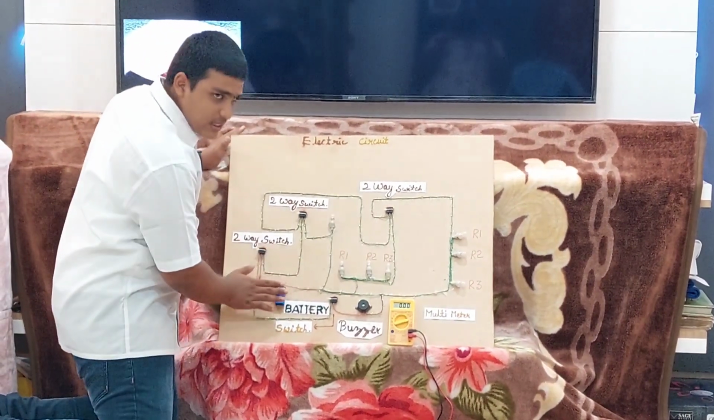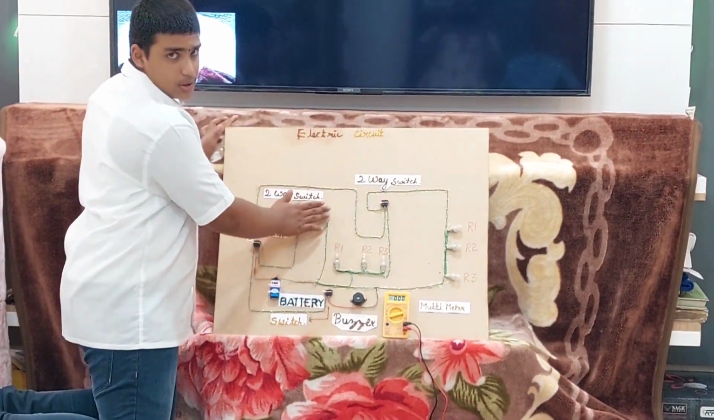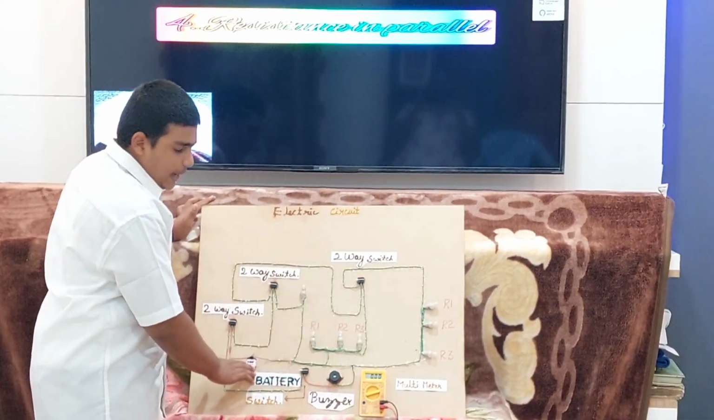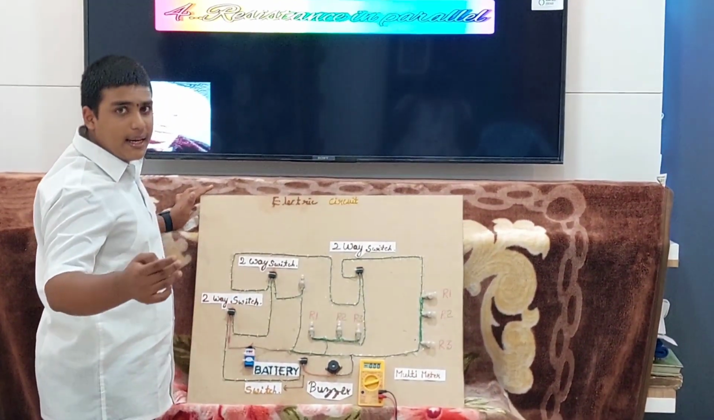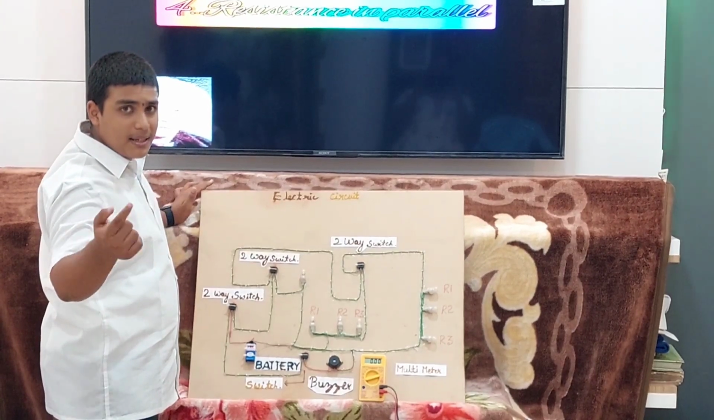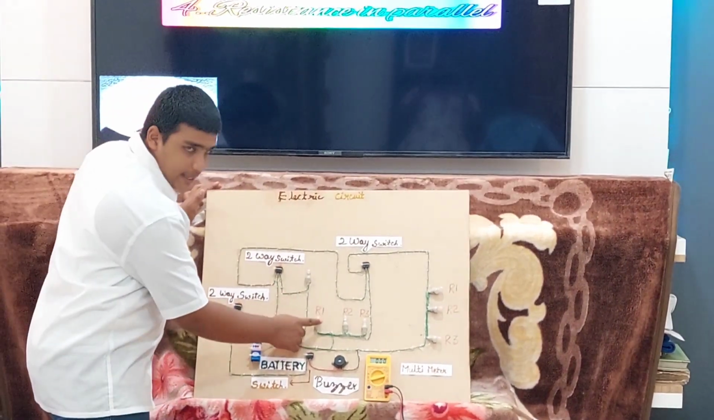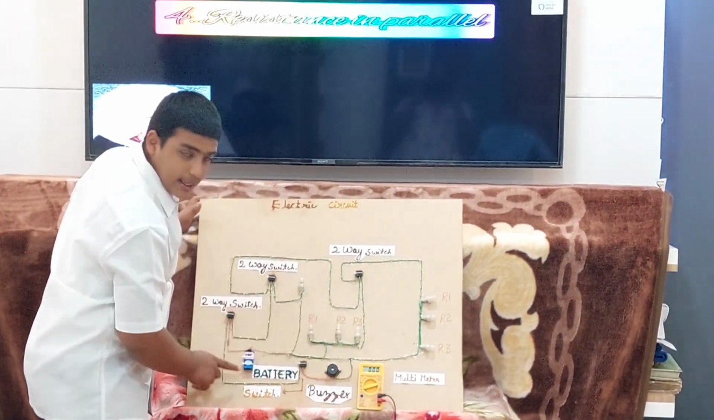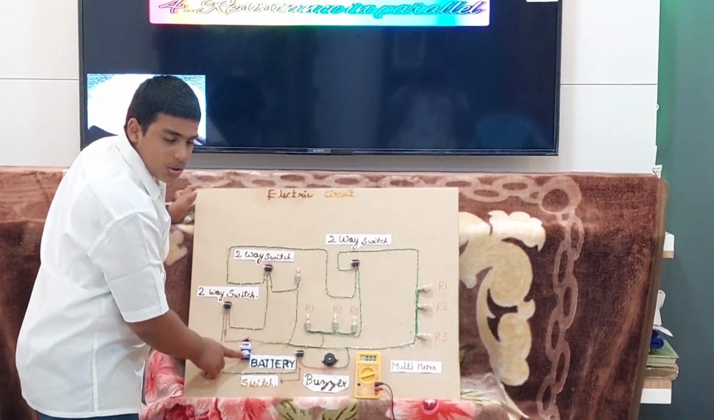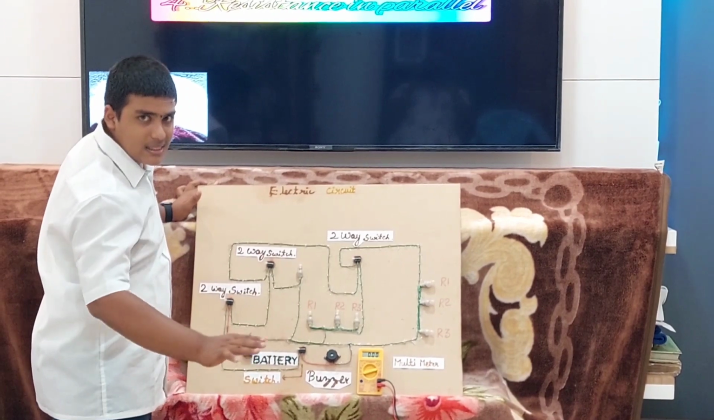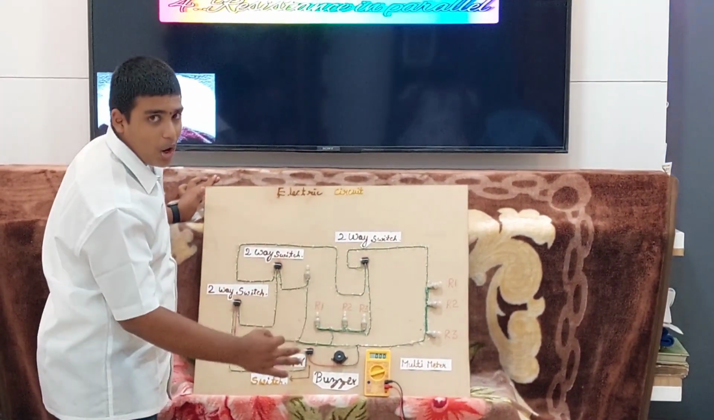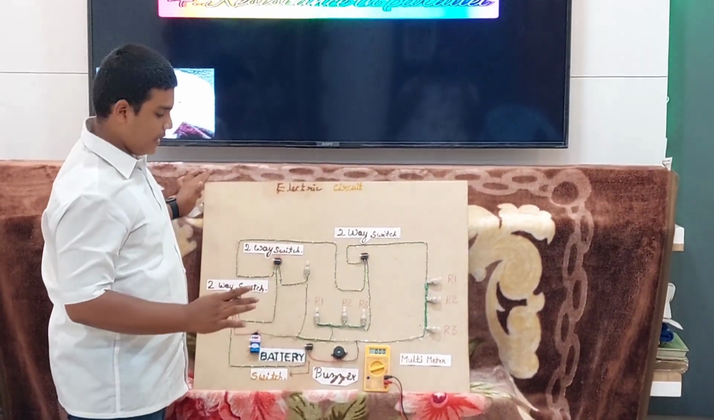I told before this is a 9 volt battery, and each bulb consumes 3 volts. So 3 into 3 into 3 is 9. We are getting 9 volts. But the battery is a little less than 9 volts. It is not assured properly and correctly as 9 volts.